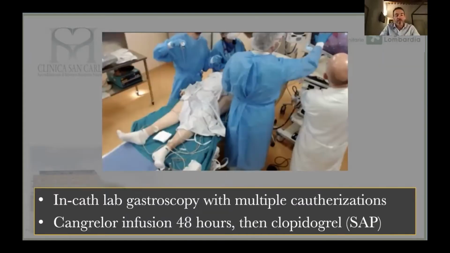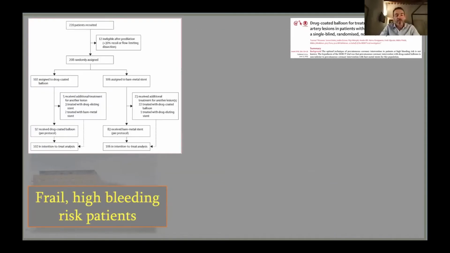In the cath lab, she underwent gastroscopy. She had several points of bleeding in her stomach, so after cangrelor infusion we were able to manage just a single antiplatelet treatment with clopidogrel. And that's it. So we have the data showing that DCB is a very good alternative to stents in frail patients. The rate of MACE and also stent thrombosis is much lower with DCB.